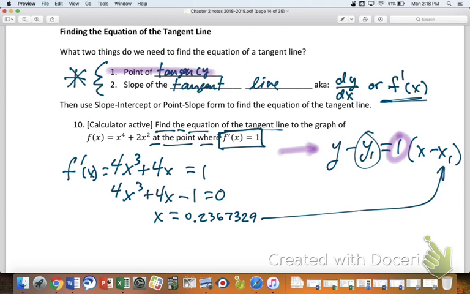Because the only thing we've got to figure out now is the y1. I've got the x, right? I've got the x1. If I have an x and I want a y, I plug it back in.